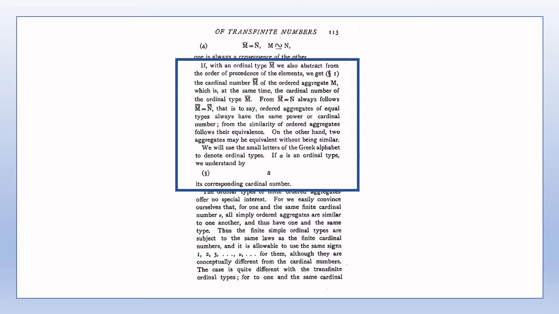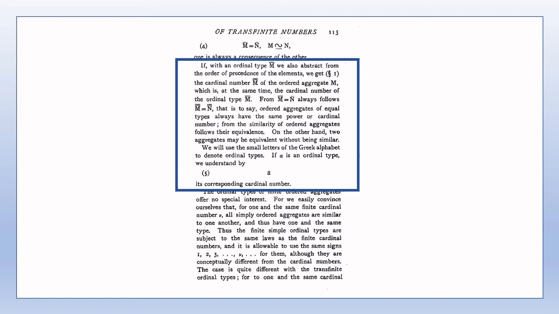Therefore, we can imagine M bar as being an intermediate stage between M and M double bar. We also see that since an imaging is a one-to-one correspondence, aggregates of the same ordinal type must always have the same cardinal number. That is, similar aggregates are always equivalent. The converse, however, is not true. Two equivalent aggregates may not be similar.